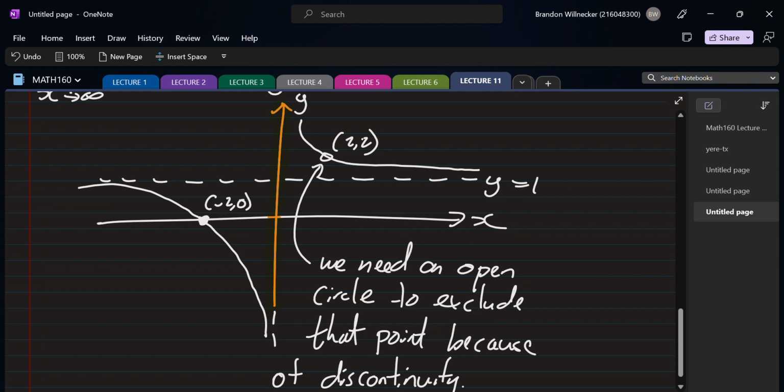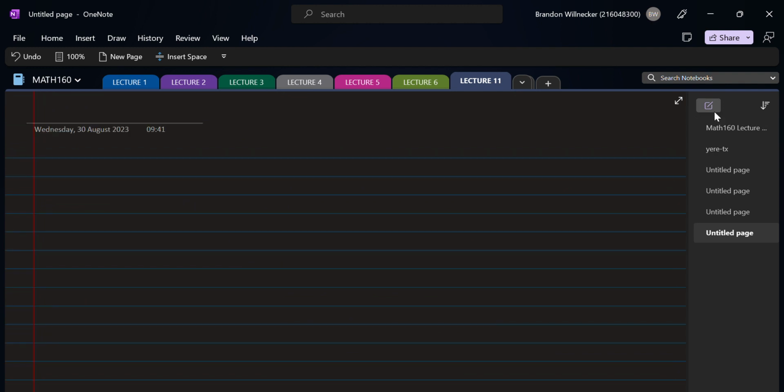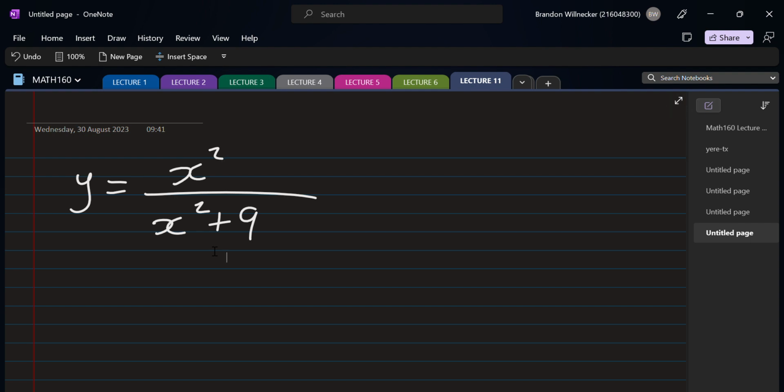Okay, please make sure you include any discontinuities like that. We'll have a look at one more. Okay, so y is equal to x squared over x squared plus 9. Here again, we've got a rational function, the top part and the bottom part. We need to try and sketch this. So let's first look at the horizontal asymptotes. Remember, you can do this in any order, as long as you have all the information at the end. So let's look at the horizontal asymptotes first.